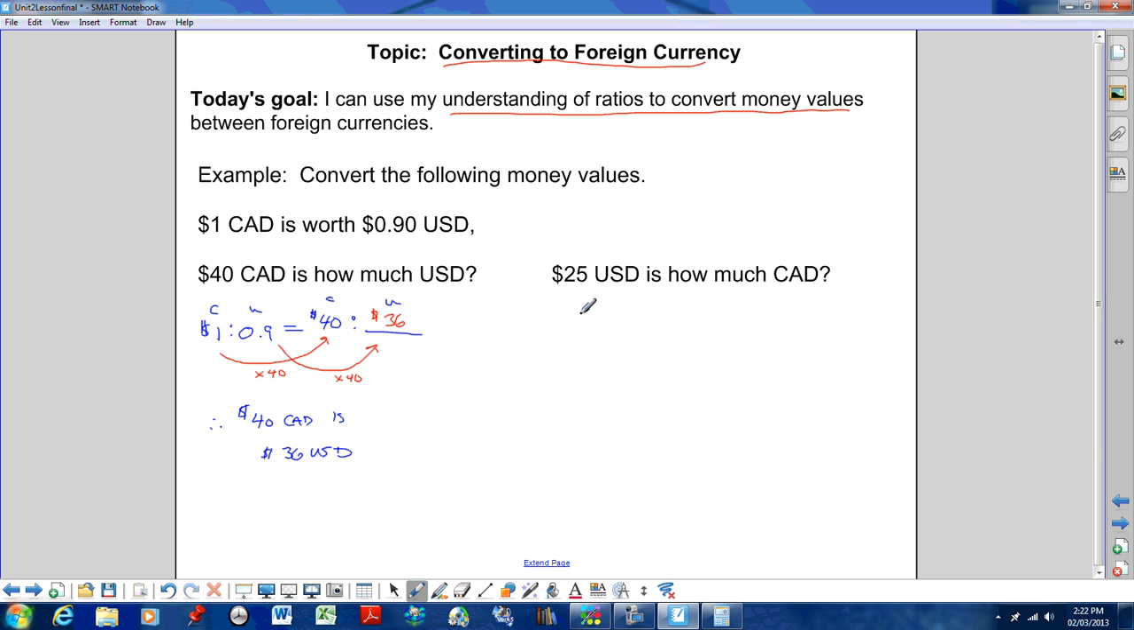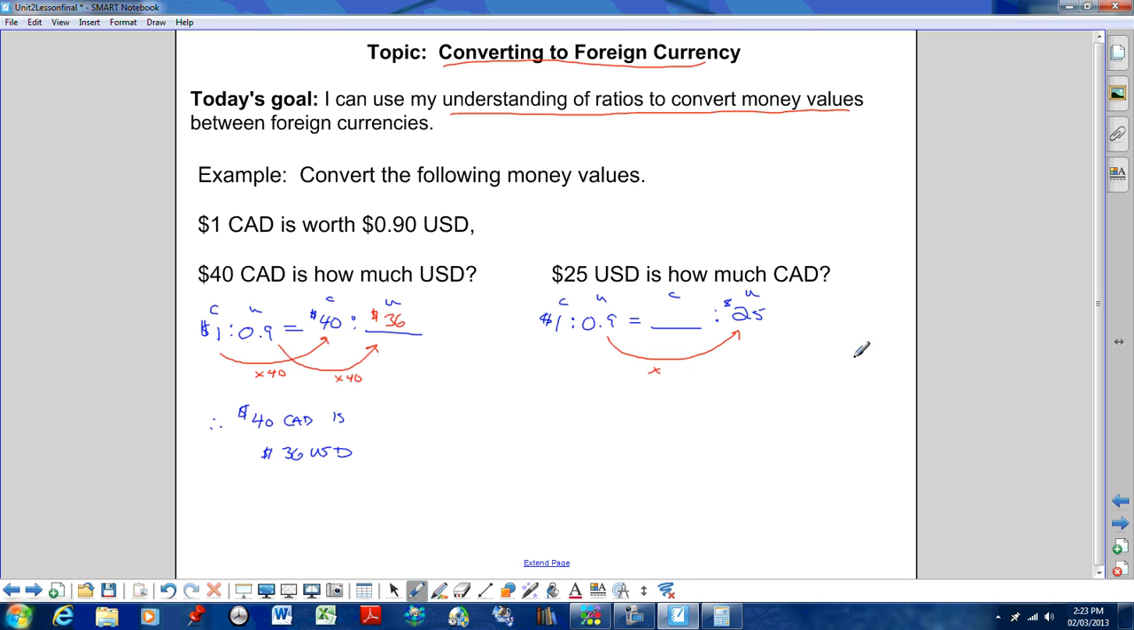Okay. So the second example, and the nice thing with this, we've already set up. I know whatever this question is, I know that $1 Canadian is worth 90 cents US. In this question, though, I have 25 US dollars is how much Canadian. So I don't know how much Canadian I have, but I know I have $25 in US currency. So there we are. This one's a little bit trickier, and this is where you're going to definitely have to use a calculator, because you need to figure out 0.9 times what gives you 25.